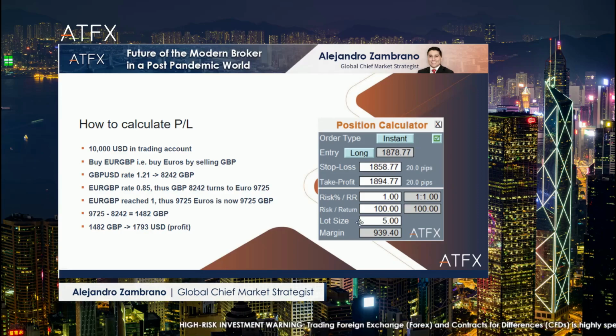So let me explain a little bit about how this works. So in the top here, you can put the order type. Instant would mean that you would buy or sell at the market rate. You can click on that and then you can create a pending order, which is when you want to be trading at a different price than the current price. Then you can press this button here and that would change between a buy and a sell order.